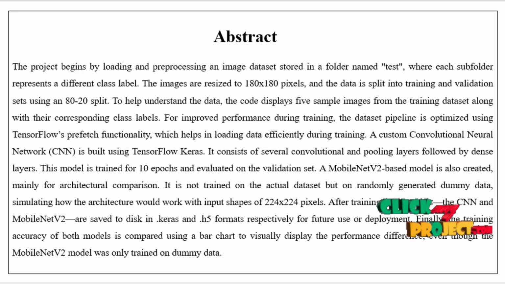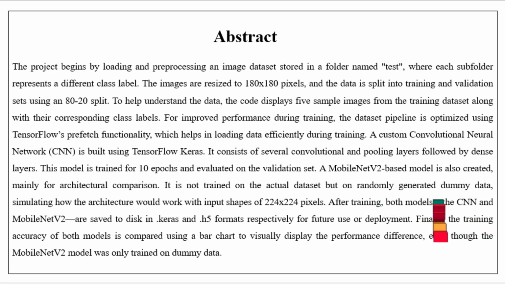We also create a MobileNetV2 based model, but instead of real data, we use randomly generated dummy data with the input size 224 by 224 pixels. This is mainly used for comparing the architecture, not for actual training.